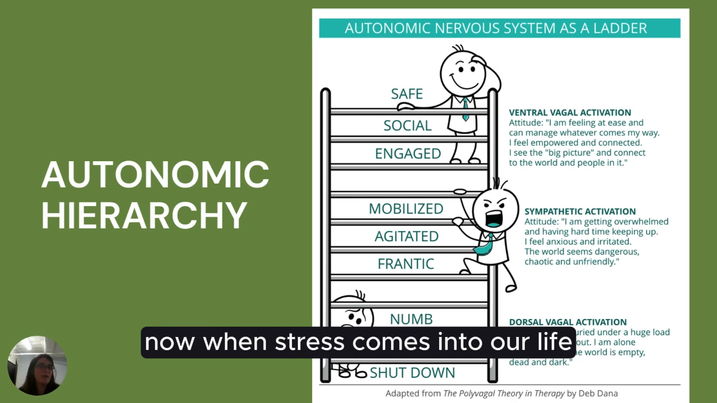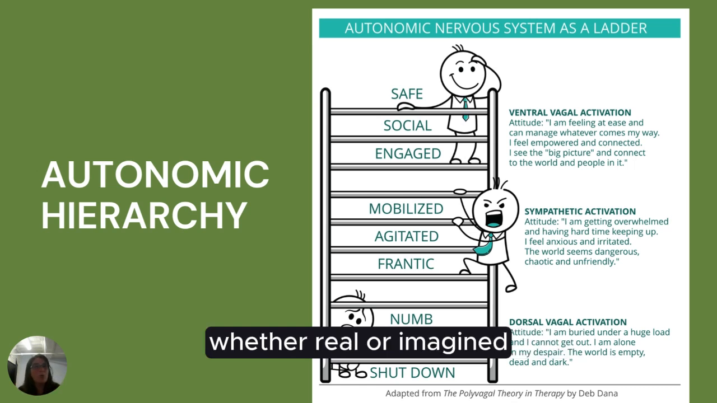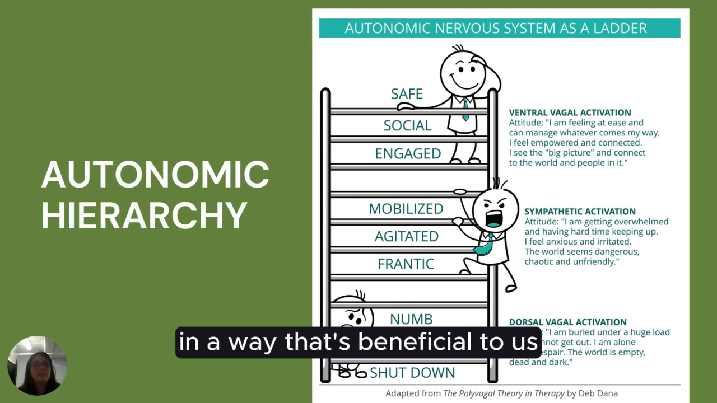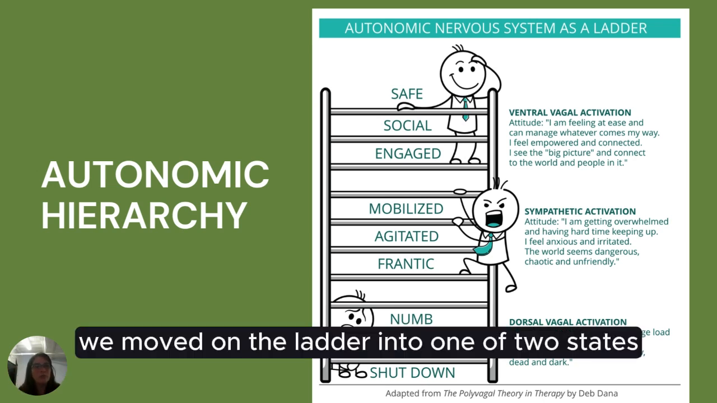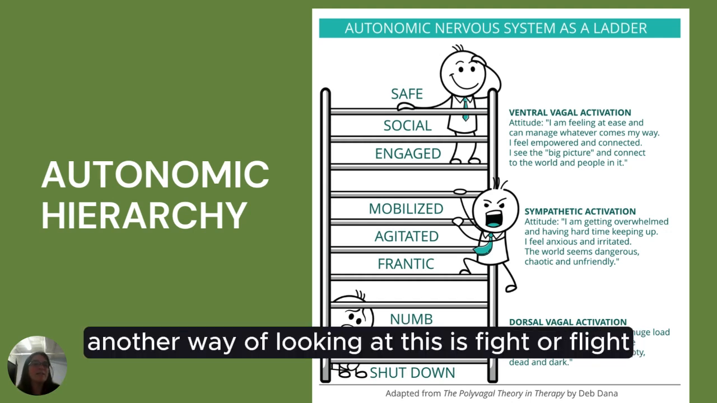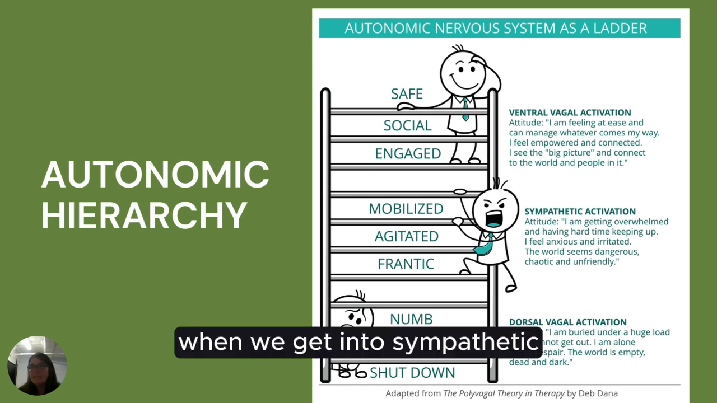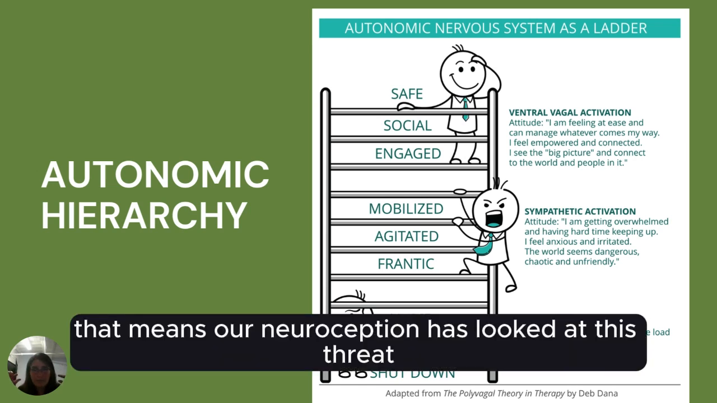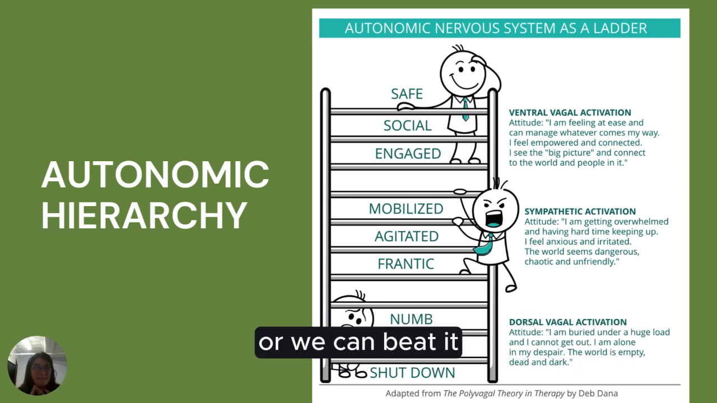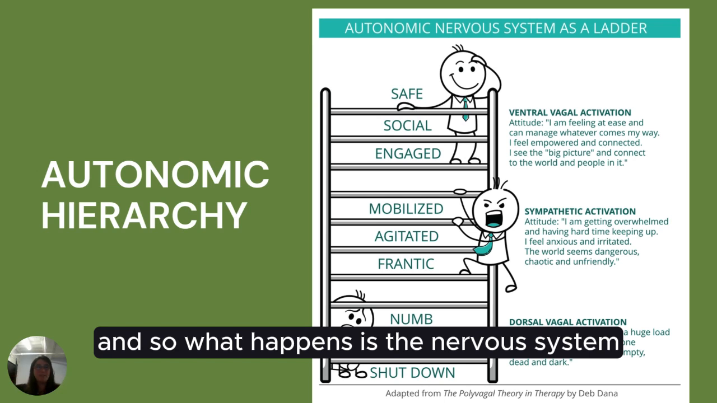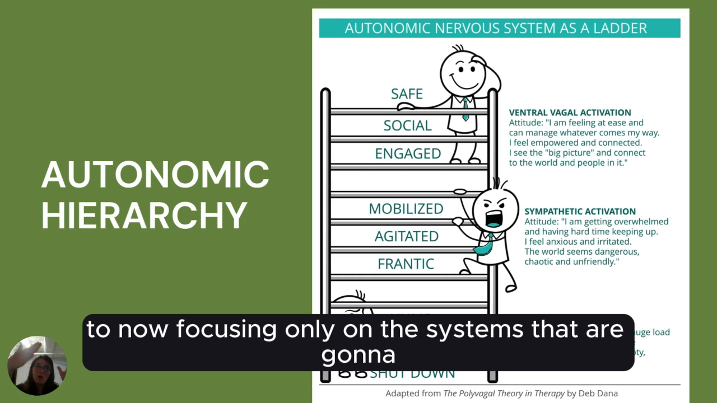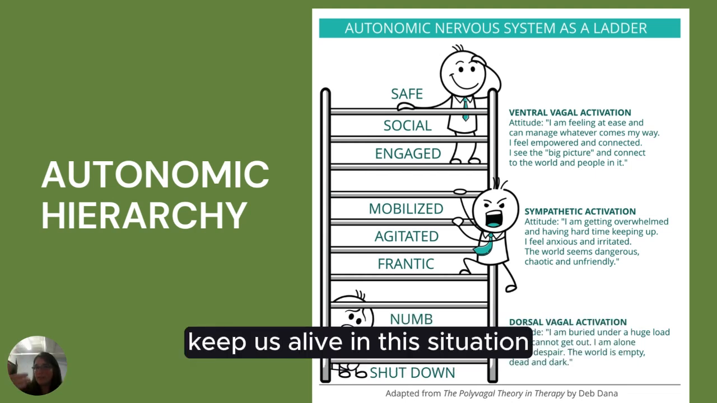Now, when stress comes into our life, whether real or imagined, or if we're just not dealing with that stress in a way that's beneficial to us, we move down the ladder into one of two states. The first one is sympathetic activation. Another way of looking at this is fight or flight. When we get into sympathetic, that means our neuroception has looked at this threat and decided this is something we could probably outrun or beat. So what happens is the nervous system, the brain, goes from coordinating and controlling all of those systems to now focusing only on the systems that are going to keep us alive in this situation.